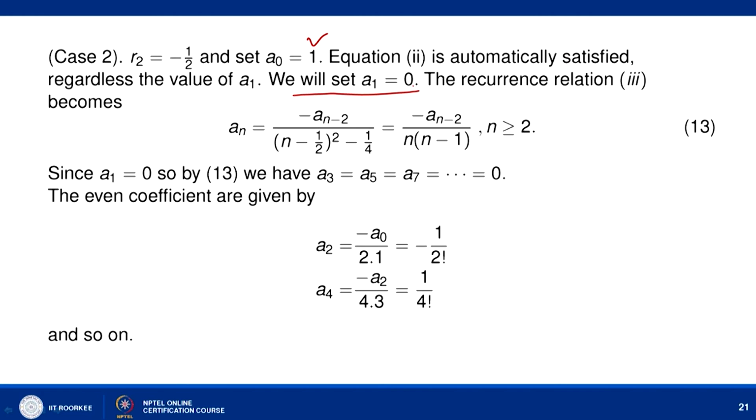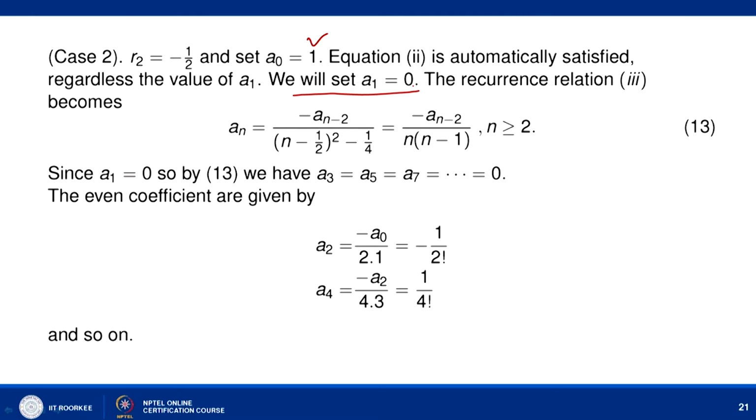If we take any non-zero value, then I am leaving it to you that if you take a1 as any non-zero value, let us say a1 is equal to 1, or a1 equal to alpha, and then you do all this calculation, at the end you will see that y2, the second solution which we are trying to find out corresponding to r2 equal to minus half, will contain a part of y1. So that I am leaving it to you.